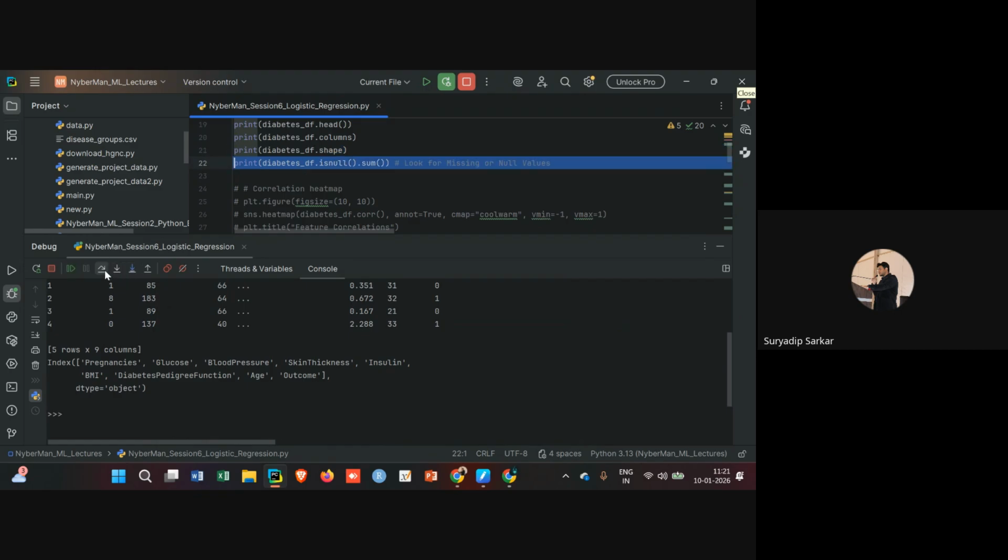Next, we can print simply the shape of the data set. So now we can see that this data set has 768 samples and 9 columns. So out of the 9 columns, obviously, one will be your target and the rest 8 are going to be your features. So right now you have 8 features here.